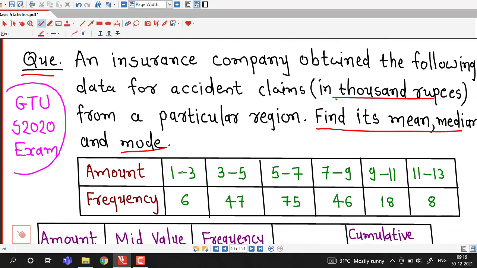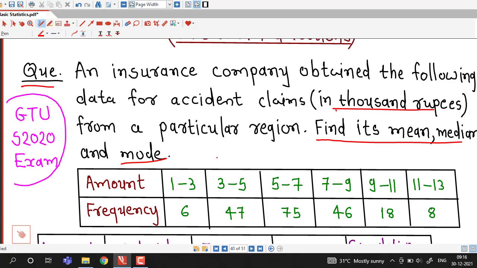In earlier lectures we have discussed different methods of finding mean, median and mode for given data. In this case we are going to see how we can find the mean, median and mode at the same time from the given frequency distribution. If we observe, the classes are 1 to 3, 3 to 5, 5 to 7 and so on up to 11 to 13. So this is a continuous frequency distribution. Classes are exclusive and we are given the corresponding frequencies.